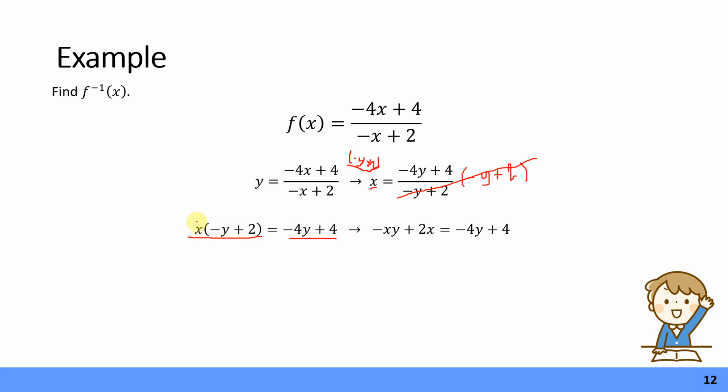Remember, to get rid of parentheses, you distribute. So x times negative y gives, oh my goodness, that negative xy. X times 2 gives me that 2x. Okay, and then this on this side just comes along. I didn't do anything to it.